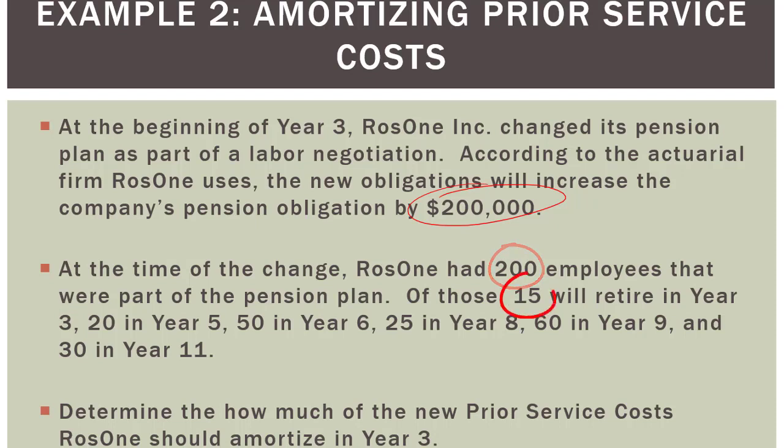Of those, 15 will retire in year three. So they've only got one more year that they're going to work for us. We've got 20 more that will retire in 2 years. We've got 50 that will retire in year 6, 25 in year 8, 60 in year 9, and then 30 in year 11. We want to figure out how much of these new prior service costs they should amortize away in year 3. So let's go through this process step by step so that we have that number.